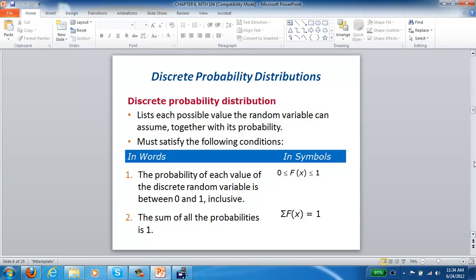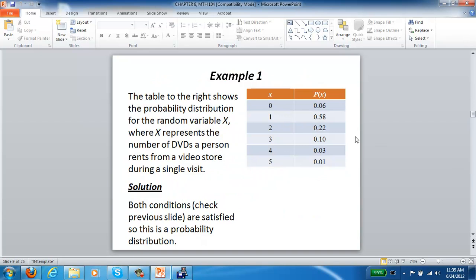For the discrete probability distribution, two rules must apply. f of x has to be between 0 and 1 inclusive. That means every probability has to be between 0 and 1, and the summation of all the probabilities has to be equal to 1. So for this example, we have to check if all the probabilities are between 0 and 1, and this is true. All of them are between 0 and 1, and then we take the summation. If you take the summation, this is 0.64, 0.86, 0.96, 0.991. So both conditions apply. So this is a probability distribution.